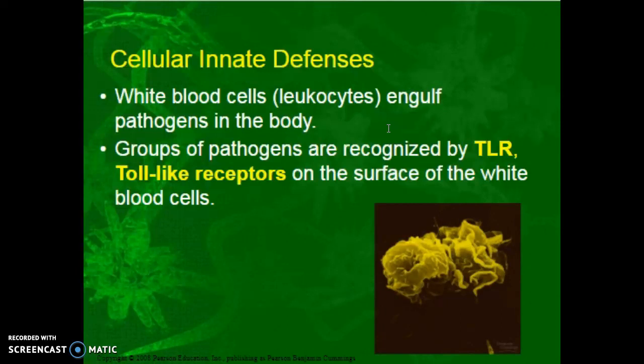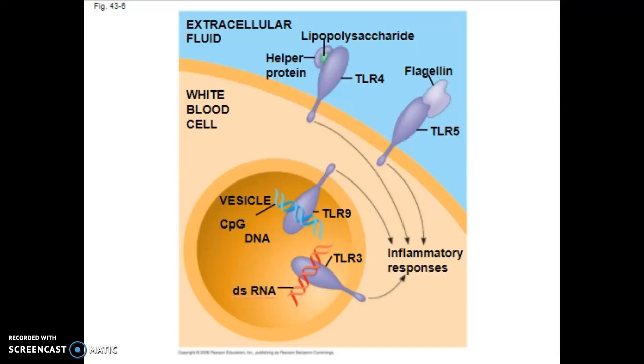We do have these leukocytes that are white blood cells that can engulf pathogens in the body. They're going to use these TLRs, which are toll-like receptors on the surface of these white blood cells. Essentially, they're recognizing self and non-self. So if we look at the picture here, that lipopolysaccharide is going to be like our ligand. That thing binds to these TLRs. They're going to come into this. I know this looks like the nucleus. It's not the nucleus. This is going to be maybe a lysosome, something like that.